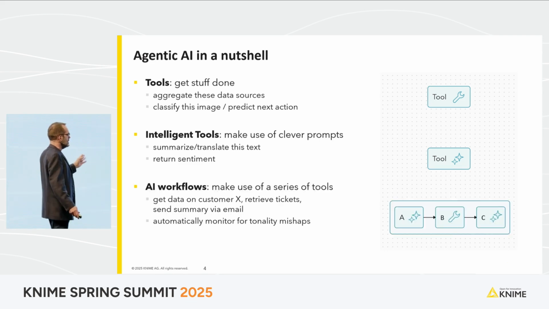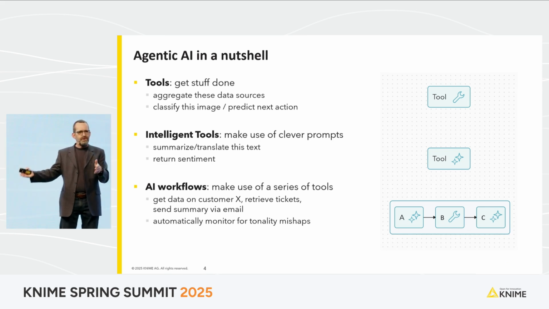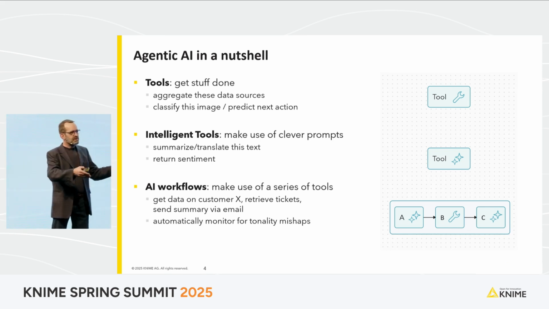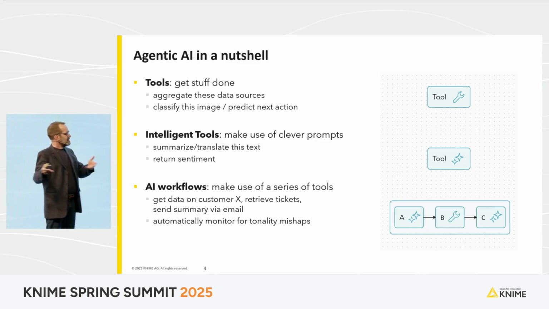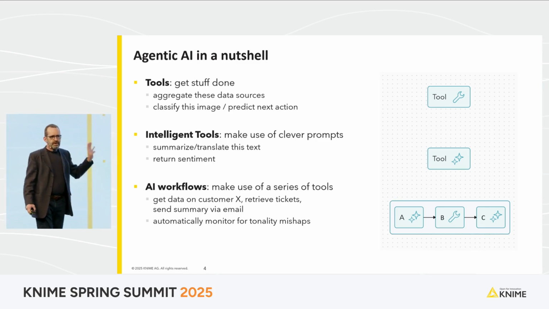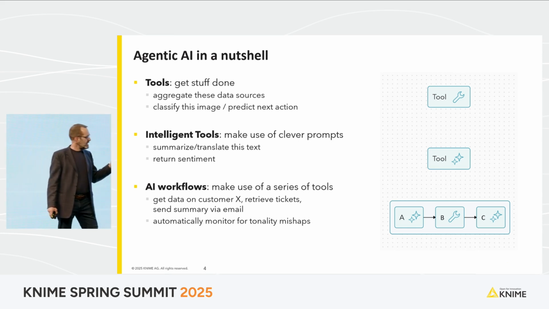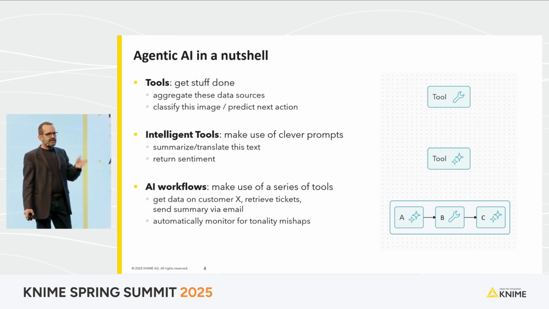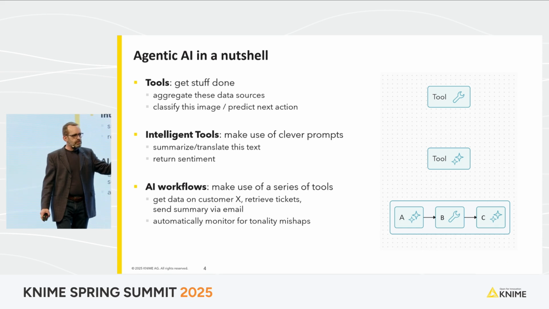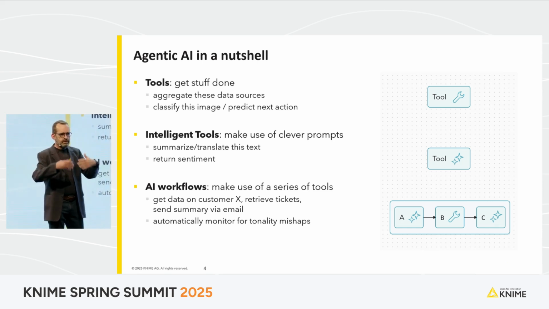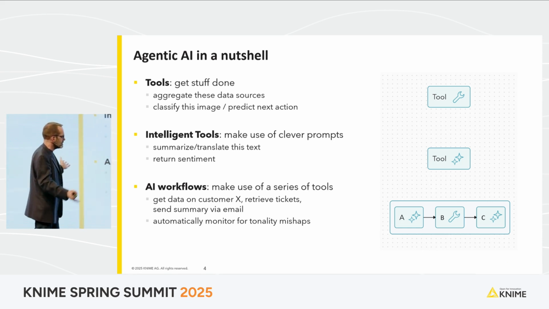Then we have AI workflows. This is the part where I've been struggling a little bit with Sasha. We have KNIME workflows, but the AI community also talks about workflows. So we'll try to distinguish this a little bit by saying it's an AI workflow or it's a KNIME workflow. An AI workflow fundamentally just says there is a series of tools that will be called. Full stop. Some intelligent, some not so intelligent.